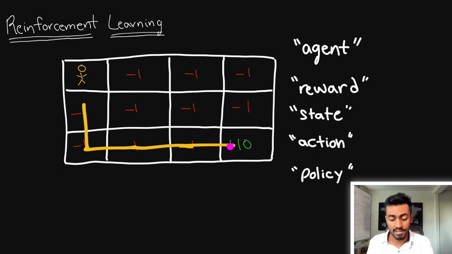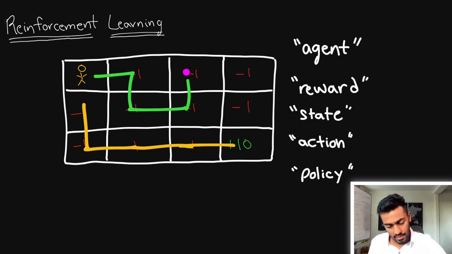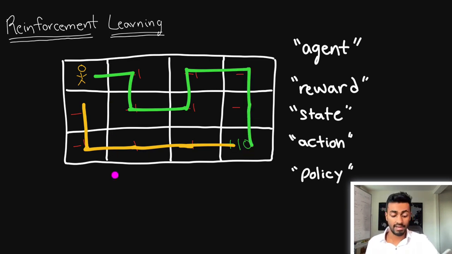And in this case, the reward given, total reward, would be 10 minus 1 minus 1 minus 1 minus 1, which is 6. Another policy could be the sequence of actions right, down, right, up, right, down, down. And in this case, the total reward would be 10 minus 6, which is 4. And now we have two policies, each with its own reward, and so we can tell which policy was better than which.